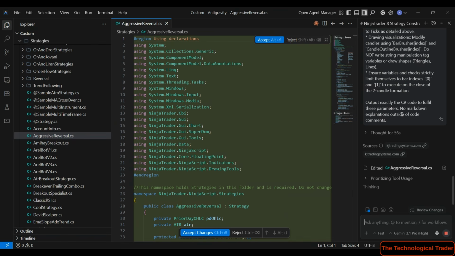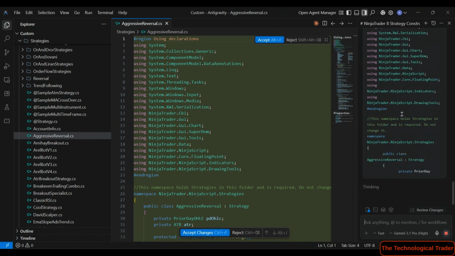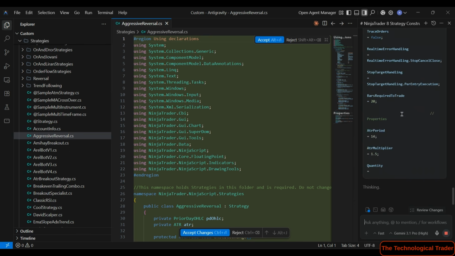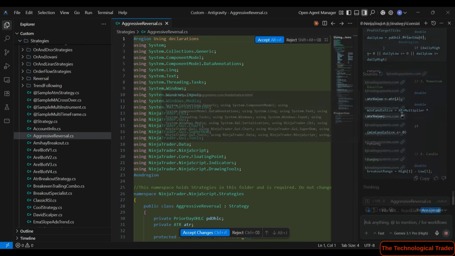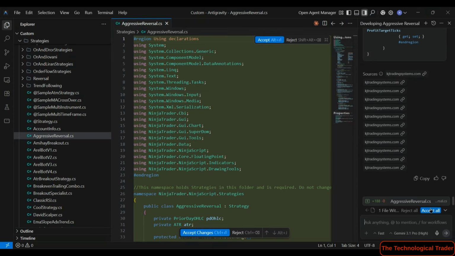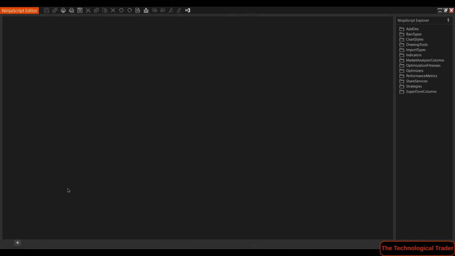Now we just need to accept its changes and head over to the Ninja script editor to ensure everything compiled properly. As you can see, I am currently looking at the Ninja script editor and there are 0 compilation errors, which is always a great sign. I also always like to verify by manually compiling the script myself. And there we go. Everything compiled successfully.